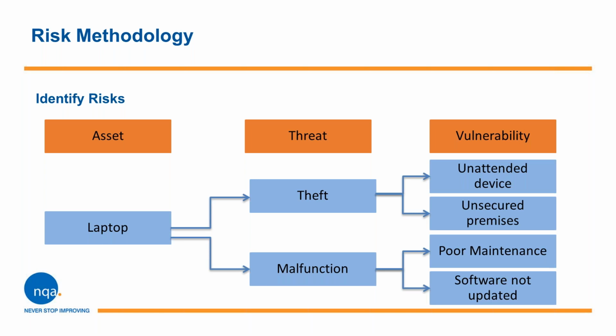So there we can see that from the theft of the laptop, a vulnerability is that it may have been an unattended device, it may have been left in unsecure premises. But then if we look at malfunction, the vulnerability is very different. The vulnerability might be poor maintenance or software not updated. So you can see very clearly that from one asset, the laptop, you've got numerous different threats, and then off the back of there, numerous different vulnerabilities. And obviously, this is just an example put together to demonstrate that. Don't just think that there's just two threats associated with a laptop.